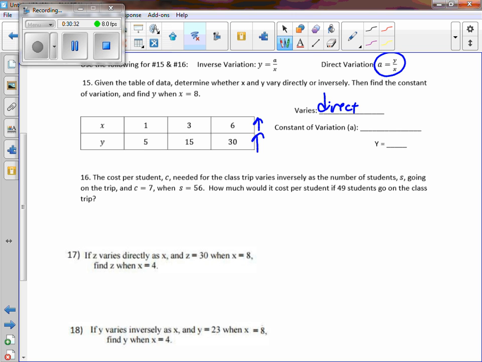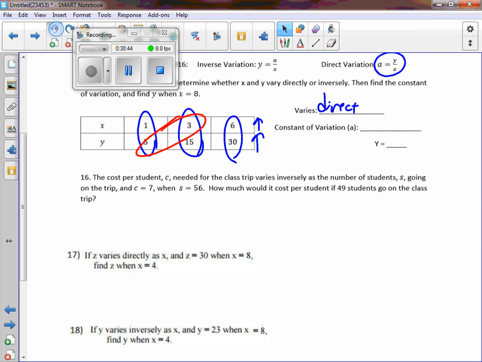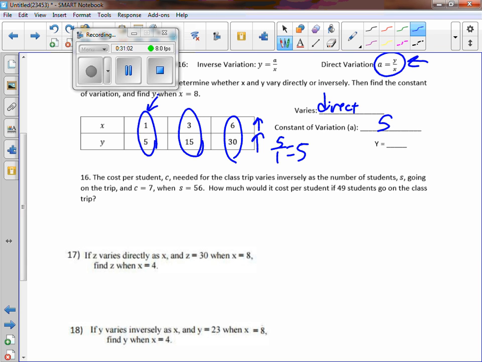We're going to pick any x and y here as long as they're paired up. So we're not going to pair up 5 and 3 because they don't come as a pair. So don't do that. However, we could do 1 and 5, 3 and 15, 6 and 30. And look at the formula. It's y divided by x. So let's do this one right here. 5 divided by 1 is 5, meaning a is 5.